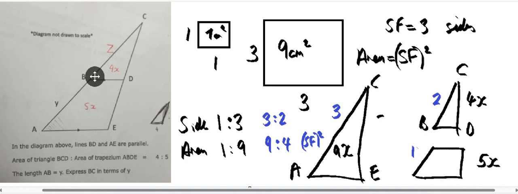Okay. Now the question says that AB, which is this side, is equal to y. So that's that. And we want BC, which we said has to be 2. So that means that must be 2y. So the length of BC is 2y.